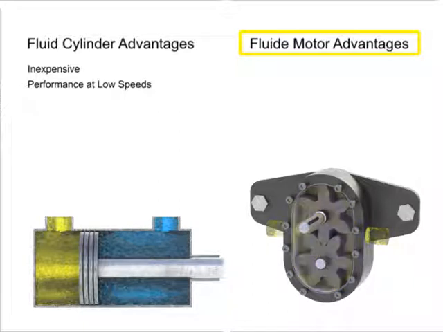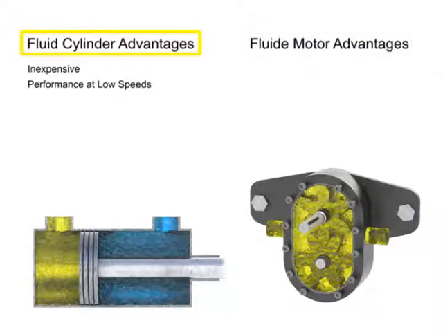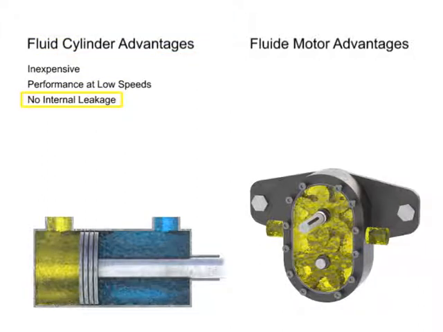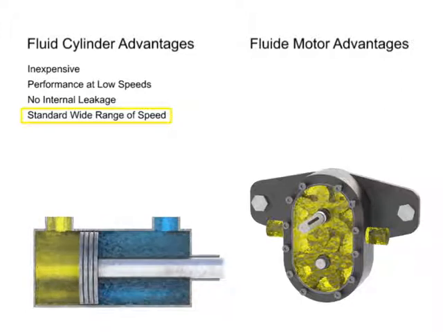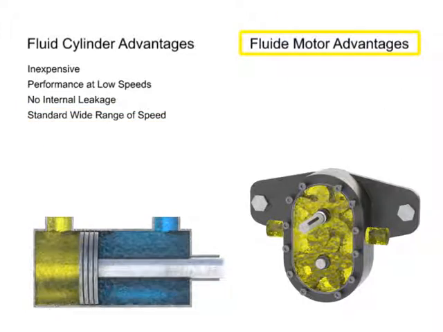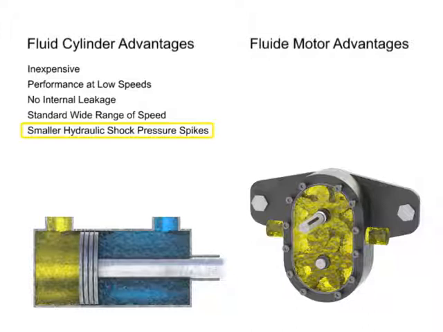Fluid motors, on the other hand, have metal-to-metal internal surfaces which use a small amount of leakage for lubrication purposes. A cylinder with leak-tight seals can be operated over a wide range of speed, under changing loads, and with reasonably consistent performance. A fluid motor can only perform similarly if it's designed with precision tolerances to reduce its natural internal leakage, which increases cost. Cylinders also produce smaller pressure spikes, called hydraulic shock, when stopped suddenly.